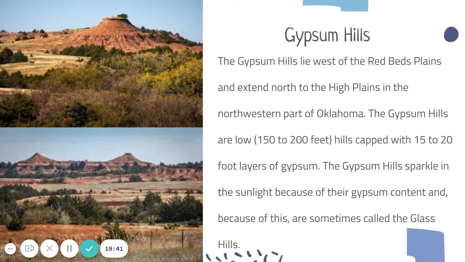Well, another region that we see is the Gypsum Hills. Well, this is going to lie west of the Red Bed Plains. And it's going to blend into the High Plains. If you've ever driven to Colorado, I have several times, you see this distinction. You see these hills that are just randomly out there. They almost look like plateaus because they look so flat at the top. Okay, we see this distinction.